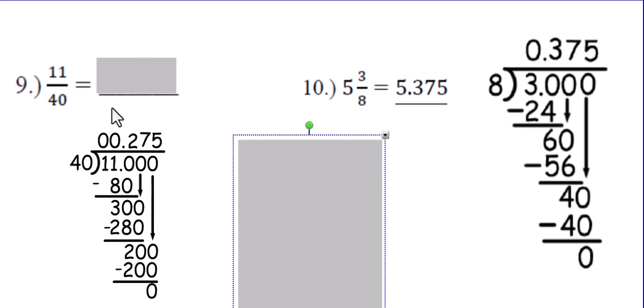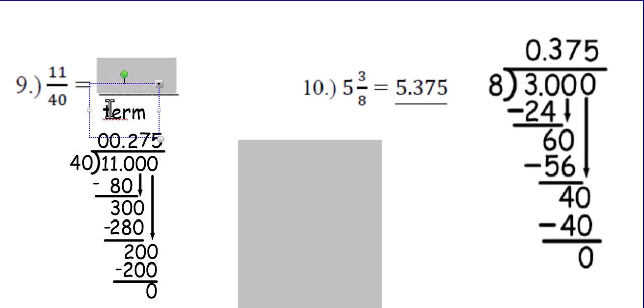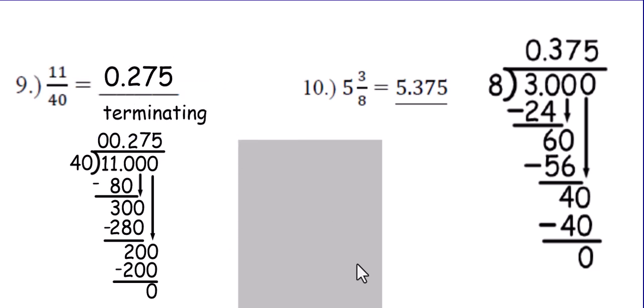Since we got a remainder of 0 here and our decimal ends at some point, this is considered a terminating decimal, and it's going to look like this. It's going to be 0.275, which makes sense. We know that 10 out of 40 is 1/4, which would be 0.25, so it should be just a touch more than that, which it is.